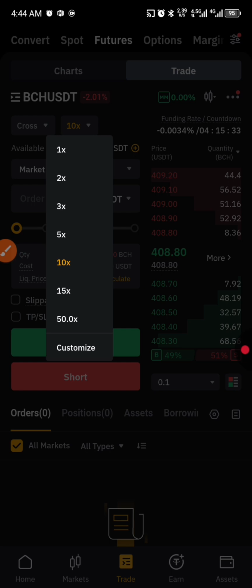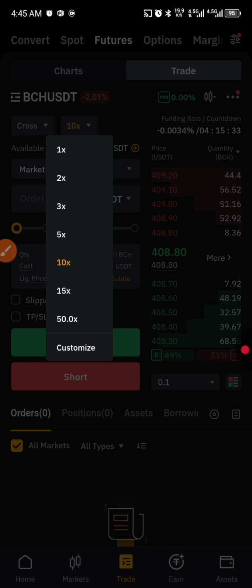So you have 1x, 2x, 3x, 5x, 10x, 15x, 50x. On some other platforms, you have even up to 200x, like MEXC Exchange, you have up to 200x, but we'll still get into that. So if you're trading with $10, depending on the leverage you're using, you can say you want to use 5x.